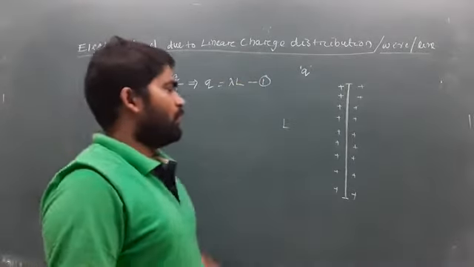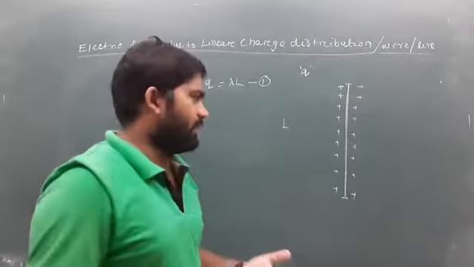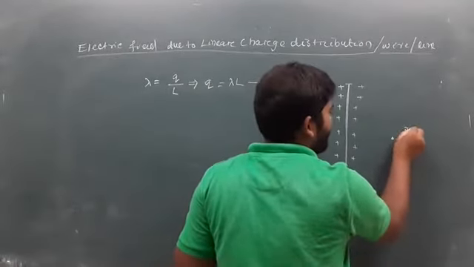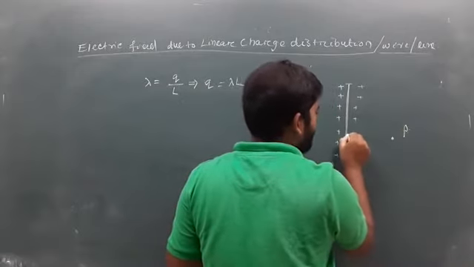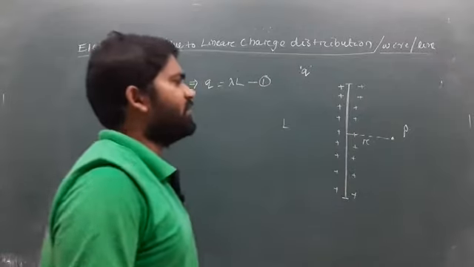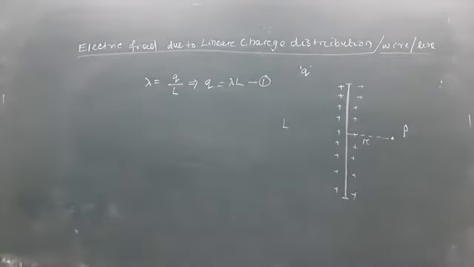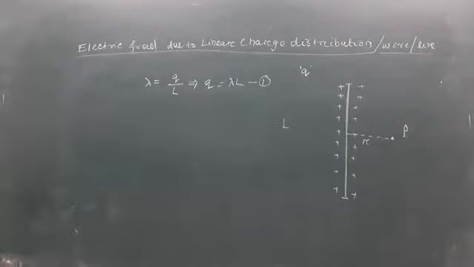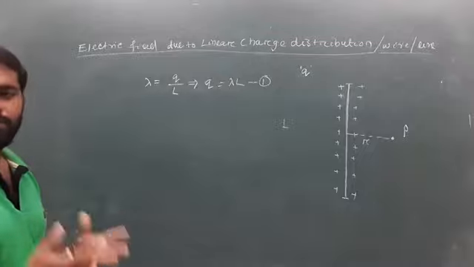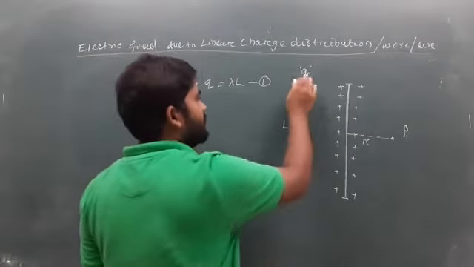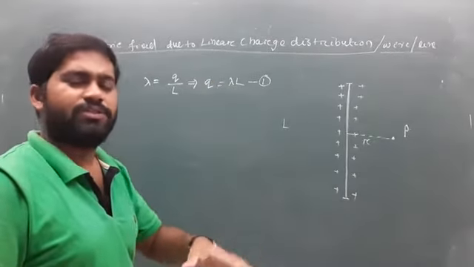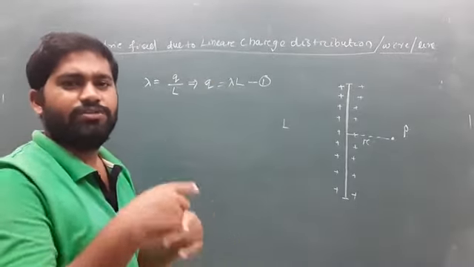Suppose we want to measure the electric field at any point P from that wire, and point P is at a distance of r from the wire. In order to determine the electric field due to the linear charge distribution by using Gauss law, we have to imagine a Gaussian surface. And for a linear charge, the Gaussian surface is simply a cylindrical surface.